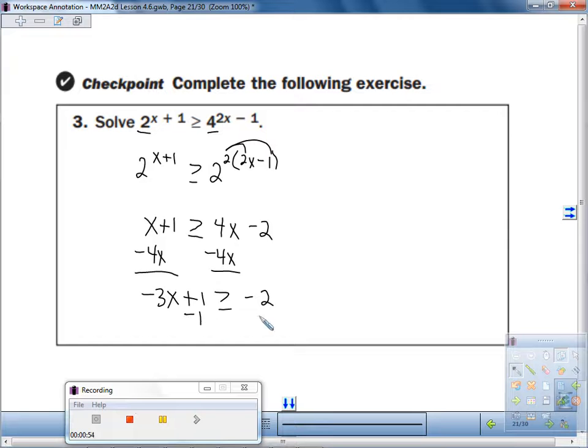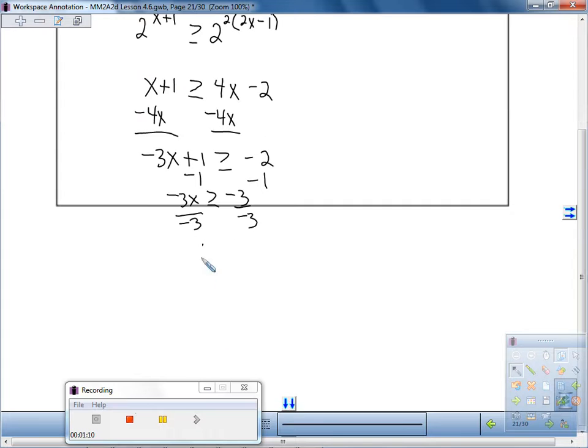Okay, we're going to subtract 1 from both sides so that we end up with negative 3x is greater than or equal to negative 3. This is where you have to be careful. I'm dividing by a negative. When I divide by a negative, I have to reverse my inequality. So when I do that, I end up with x is less than or equal to 1. Since this was negative and I'm dividing, I have to switch the inequality. If I was multiplying by a negative, I'd have to switch the inequality as well. So we end up with x is less than or equal to 1.